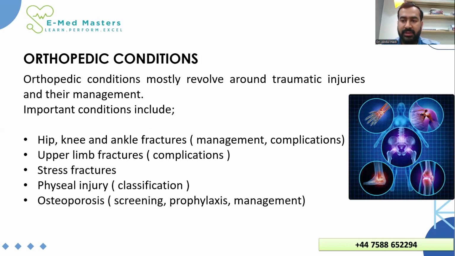Salter classification is the examiner's favorite classification, and they will ask about the Salter classification, type 1, 2, 3, 4, 5, different classifications. Next is osteoporosis. They will ask about the screening protocol of osteoporosis, like we discussed in our last section. What is the screening program for osteoporosis?